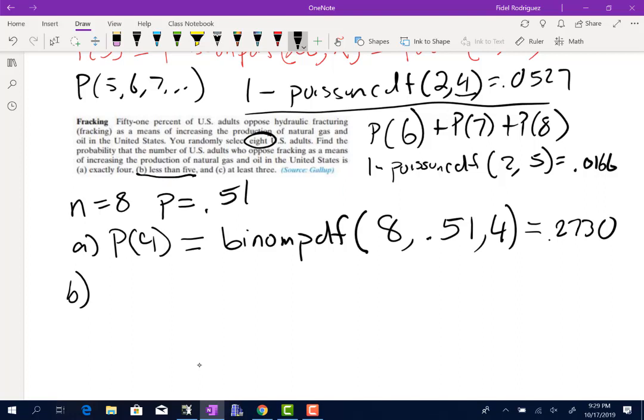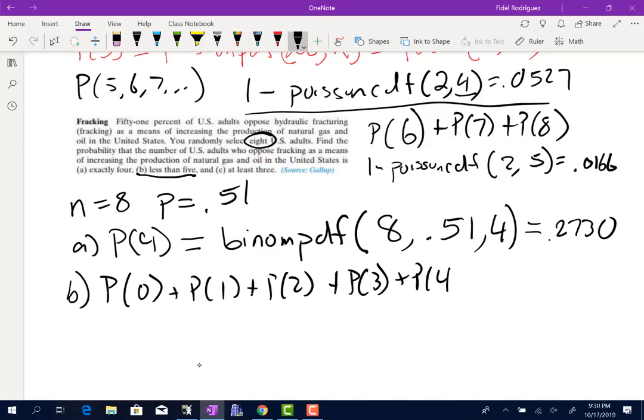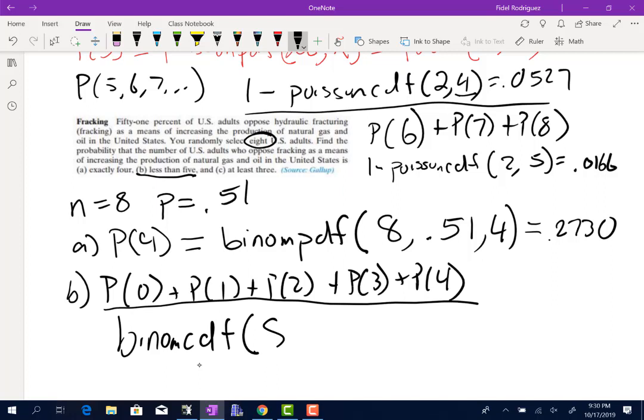Okay, now let's do part B. Less than 5. Okay, so Myra, I think this might be what you started earlier. Less than 5 means what numbers? 0, 1, all the way to what number? To 4, because we're looking for less than 5, right? So guys, if I'm going to do this, couldn't I do binomial CDF? Because I'm accumulating everything from here. So we're going to go binomial CDF. I'm still going to look at 8, still going to look at 0.51, and my last number, x, would be 4.